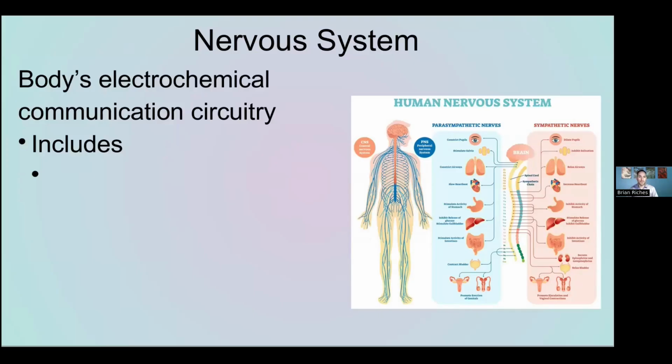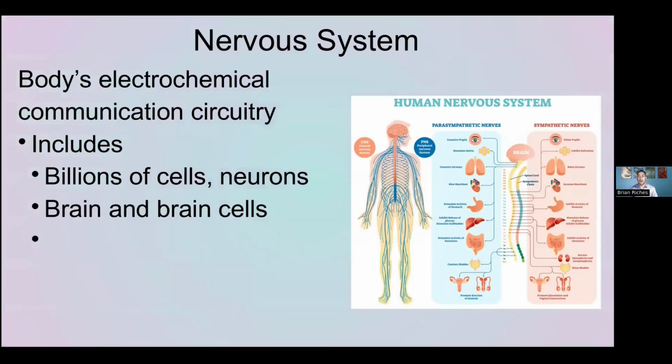Another big part of this chapter is the nervous system. So this includes our brain, which includes billions of cells, neurons and glial cells, and what we usually refer to as brain cells is the neurons. Usually we're referring just to the neurons. We also have sensory and motor nerves all throughout our body.